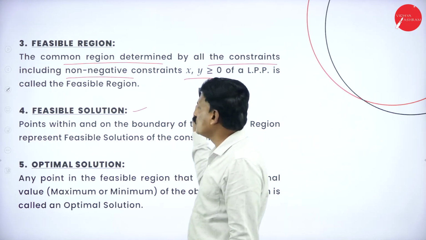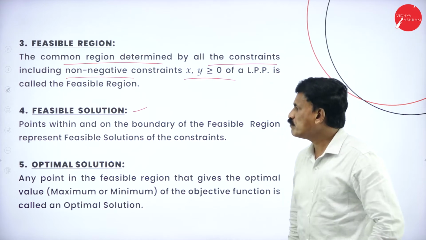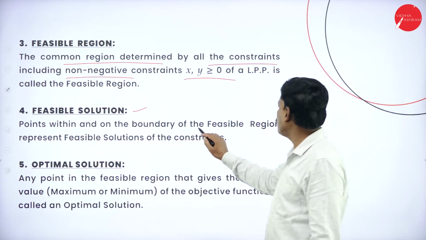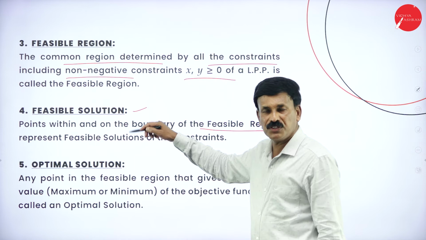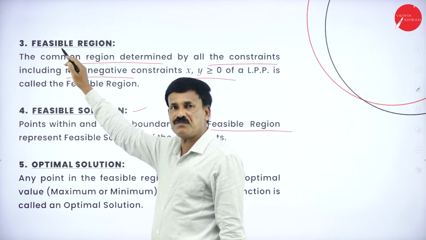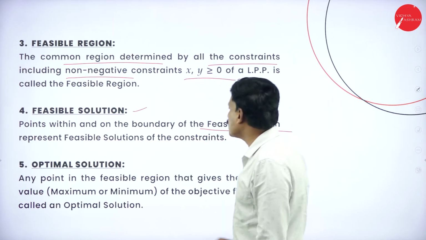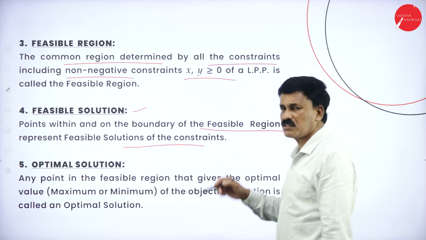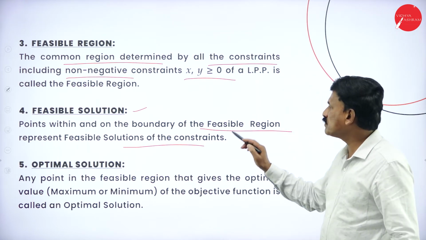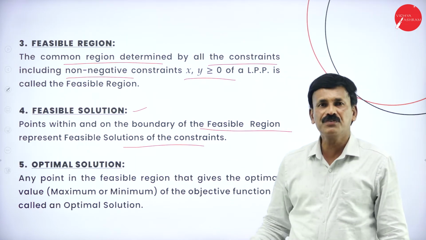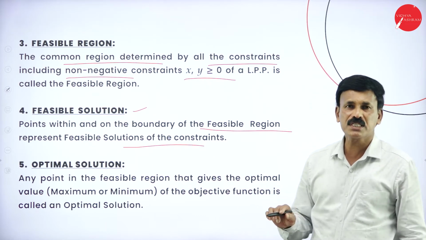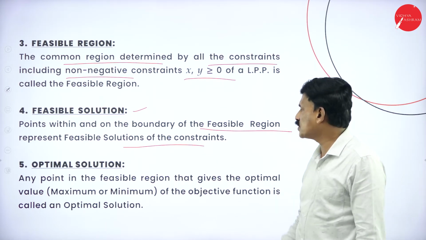Now the feasible solution, this is very important. The points within and on the boundary of the feasible region represent the feasible solutions of the constraints.